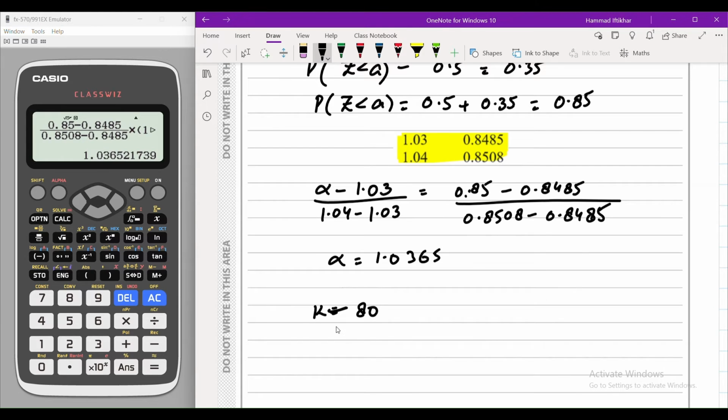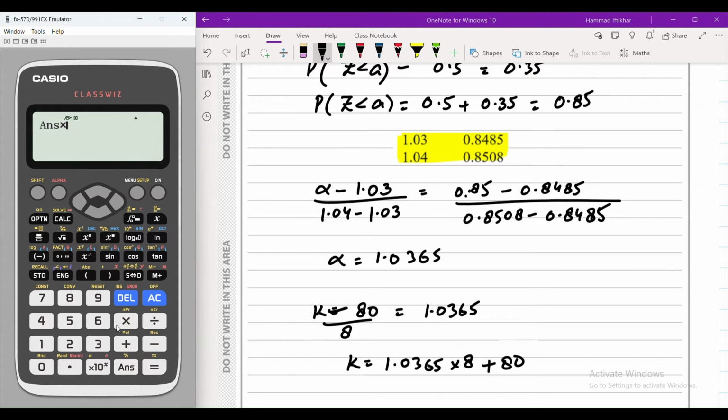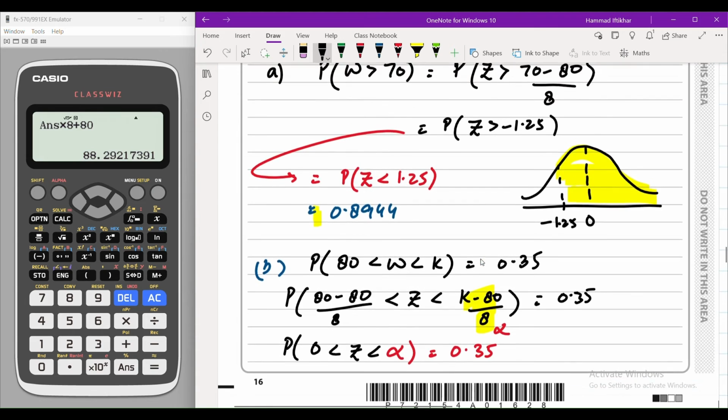Now to find the actual k value, we have k minus 80 divided by 8 is equal to 1.0365. So therefore k is 1.0365 times 8 plus 80. That is 88.29, or 88.3. Okay, all right.